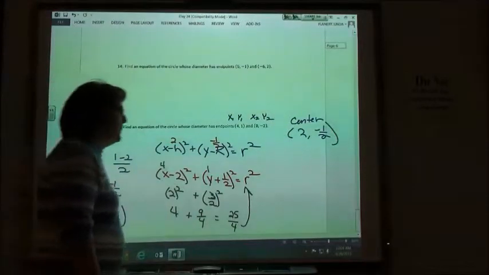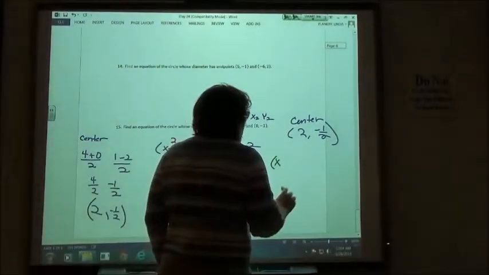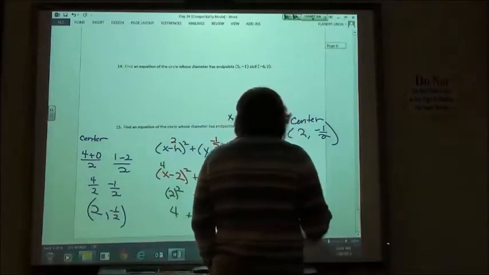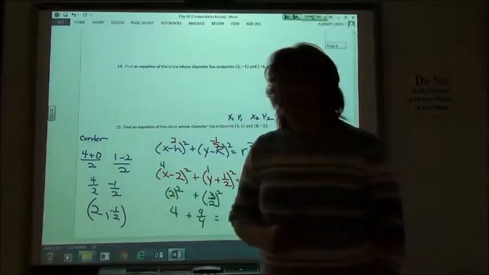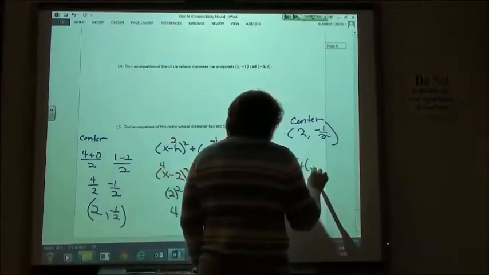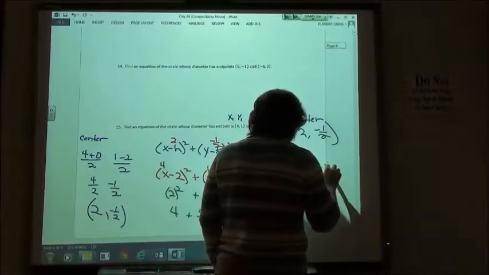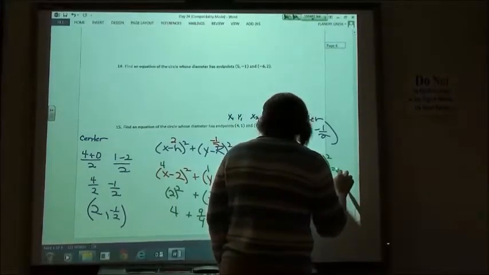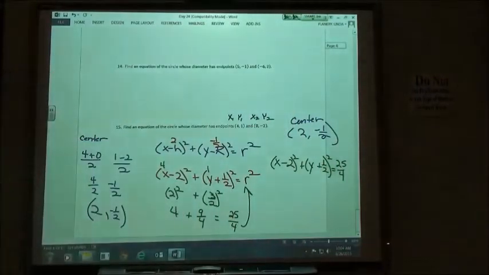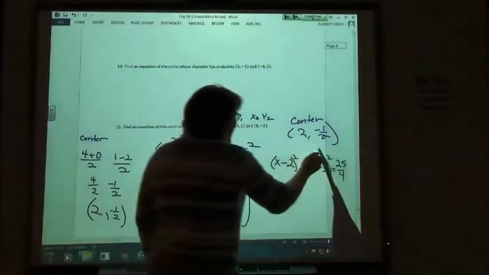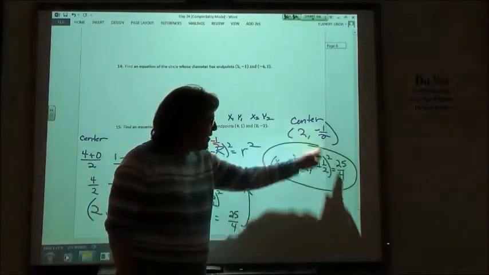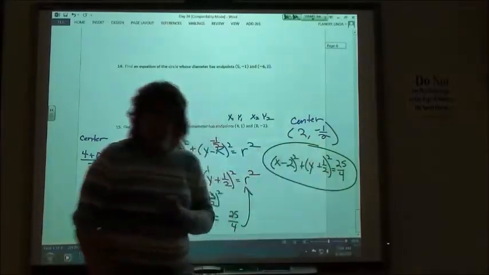It's going to be x minus 2 squared plus y plus a half squared equals 25/4. So if my center is at 2 and negative 1/2, then I have a minus 2 and a plus 1/2.